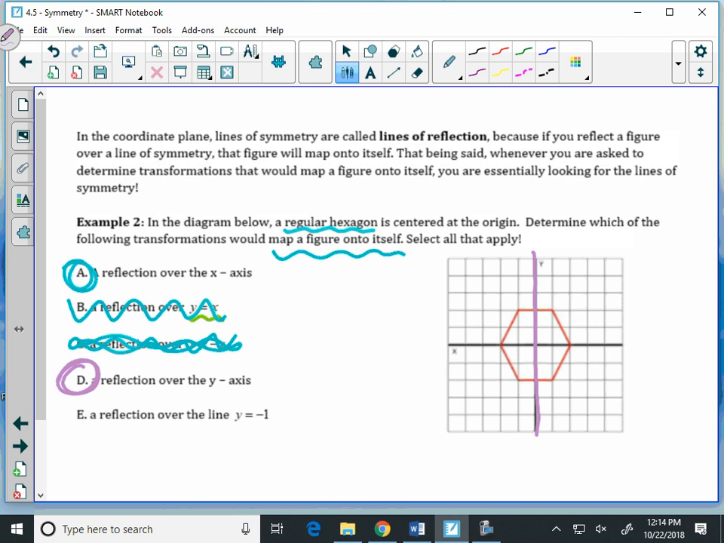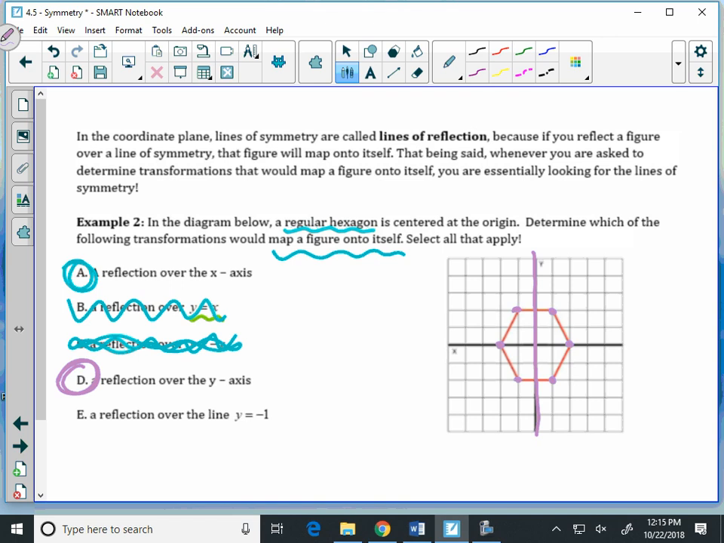I'm going to do this one. I'm going to count 1, 2, 1, 2. Did a corner land on another corner? Yeah. I'm going to try another one just to be sure. 1, 1. Did a corner land on another corner? One more to be sure. 1, 1. Yep. The corners are landing on opposite corners, so it's going to map up onto itself.